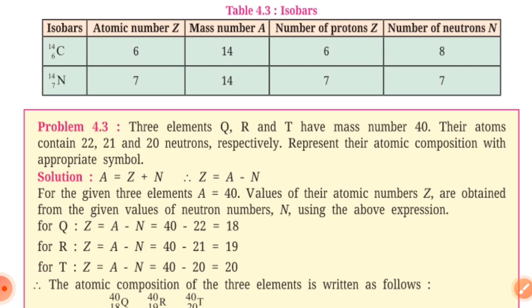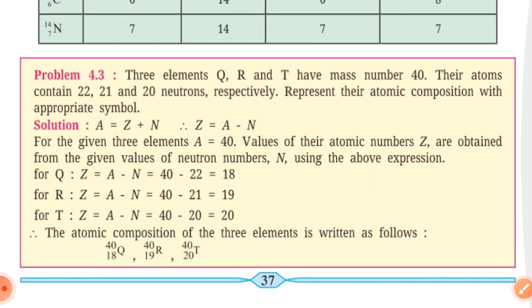Isobars. Carbon-14, 14C6: atomic number Z is 6, mass number is 14, number of protons Z is 6, number of neutrons N is 8. Nitrogen-14, 14N7: atomic number Z is 7, mass number A is 14, number of protons Z is 7, number of neutrons N is 7.